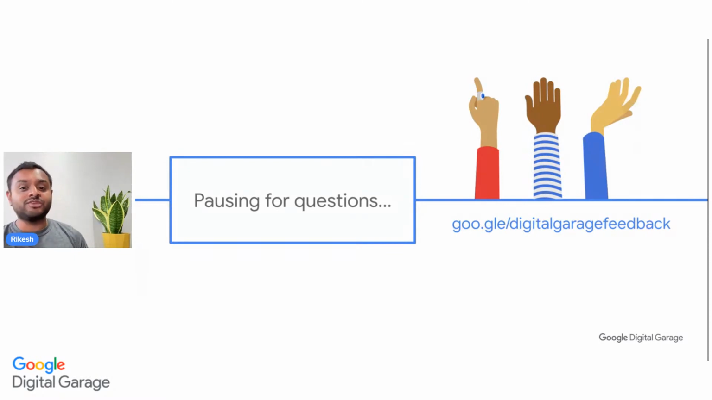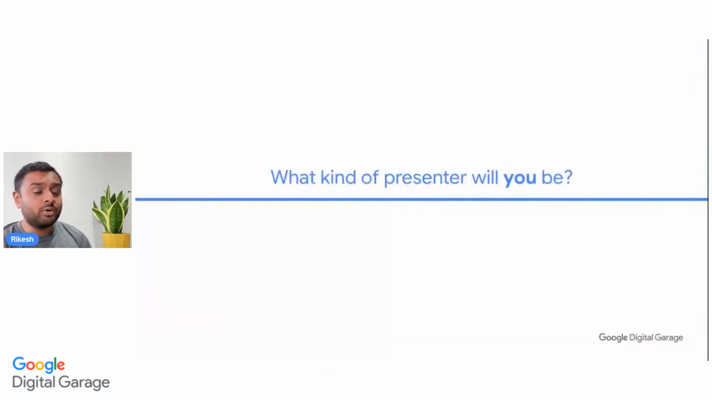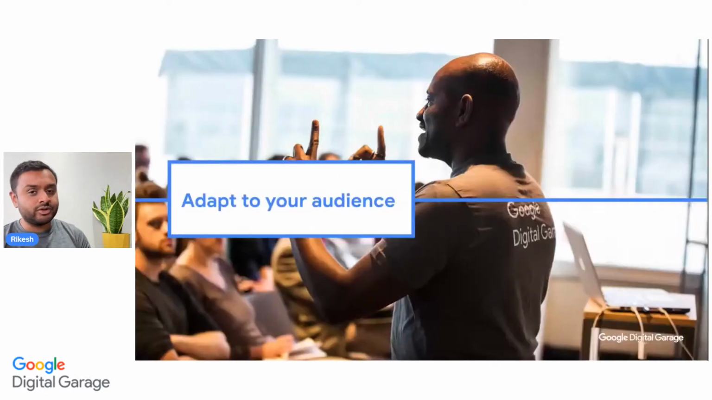So let's round off this session just looking at how we can boost our presentation skills. An important question that we want to ask ourselves is, what kind of presenter will we be? Now, this can seem quite an abstract question for us to answer, right? But the way that I would answer this is, what kind of presenter we'll be is dependent upon how many people we're presenting to and the type of audience that we are presenting to. So we want to think about the word adaptability. We want to be able to adapt to our audience.